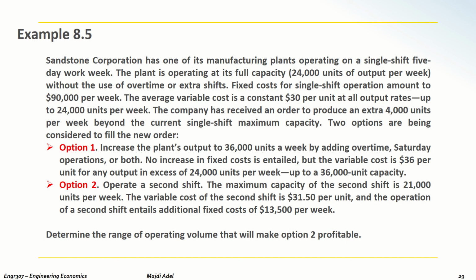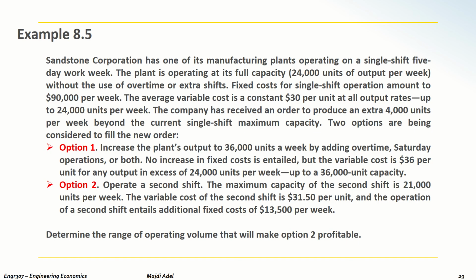Now there is no increase in the fixed cost, okay, and the variable cost is now $36 per unit for any unit more than the 24,000 units. So there is no change in the fixed cost, but any unit produced more than 24,000 units is going to cost $36 per unit.